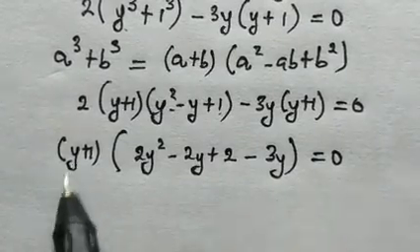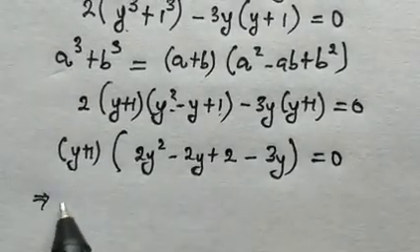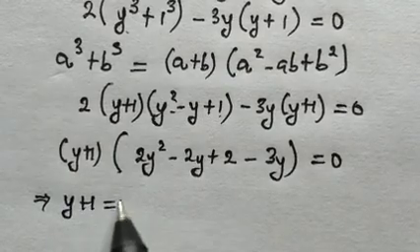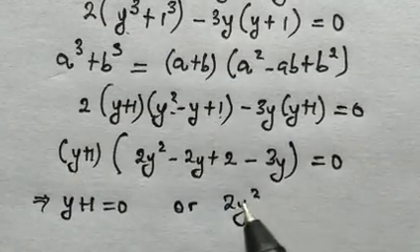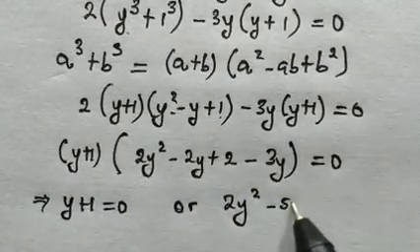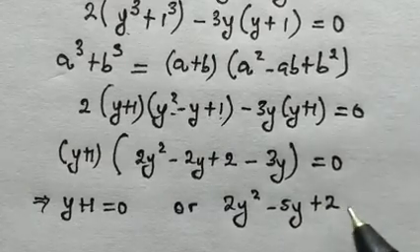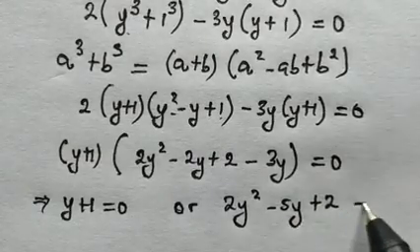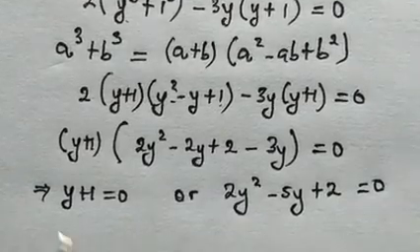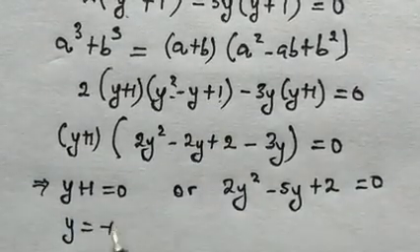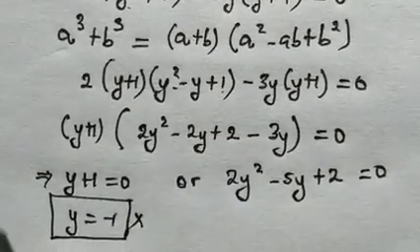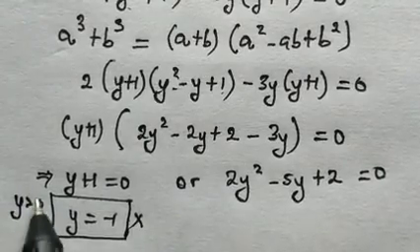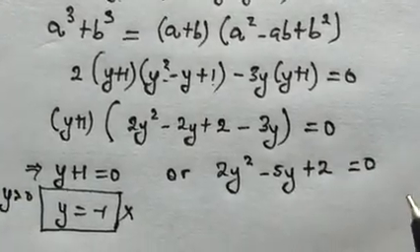So from here we know that this implies that either y plus 1 is equal to 0 or the bracket 2y squared minus 5y, right? Then plus 2 is equal to 0. From here, y is equal to negative 1. But remember that this should not be part of our solution. Remember that y has to be greater than 0.